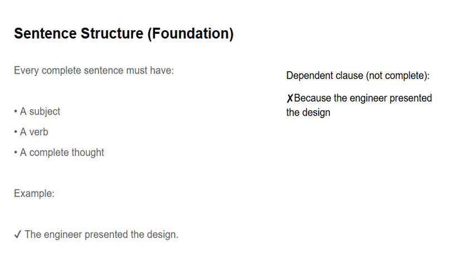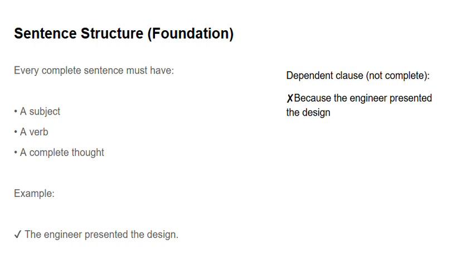A dependent clause is not complete because if we read the example, "Because the engineer presented the design," the thought isn't complete. It leaves us wanting more. What happens because the engineer presented the design? Because the engineer presented the design, comma, the company won the tender or whatever, okay? So yeah, that is sentence structure, okay?